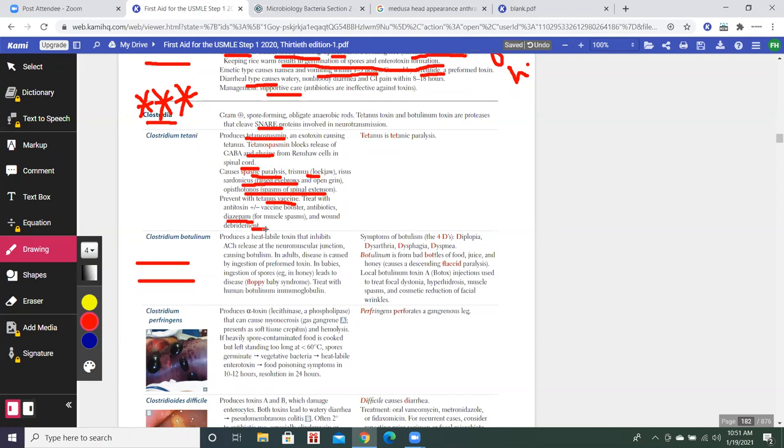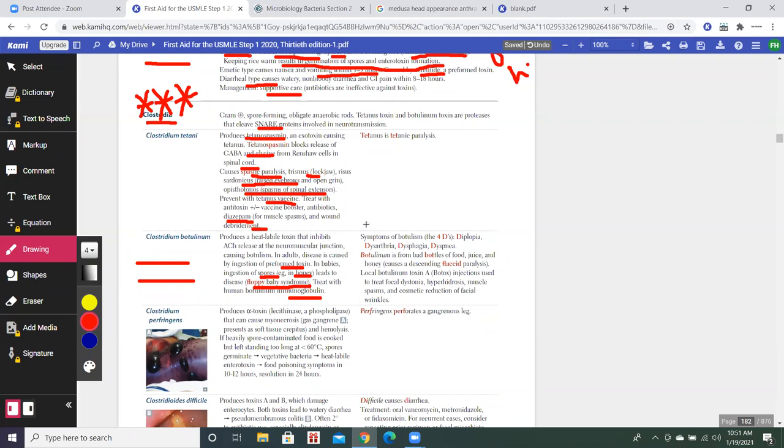Next one is Clostridium botulinum. Clostridium botulinum is another type of spore-forming Clostridia that results in flaccid paralysis, also known as botulism. In adults, the disease is caused by ingestion of preformed toxin, and in babies, it's caused by ingestion of spores, especially in honey, that leads to floppy baby syndrome. It is treated with human botulinum immunoglobulin.